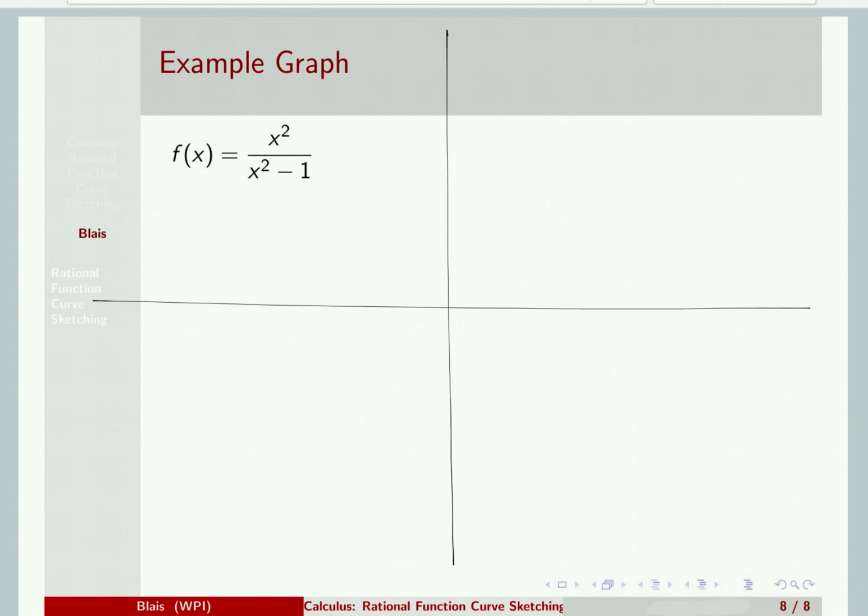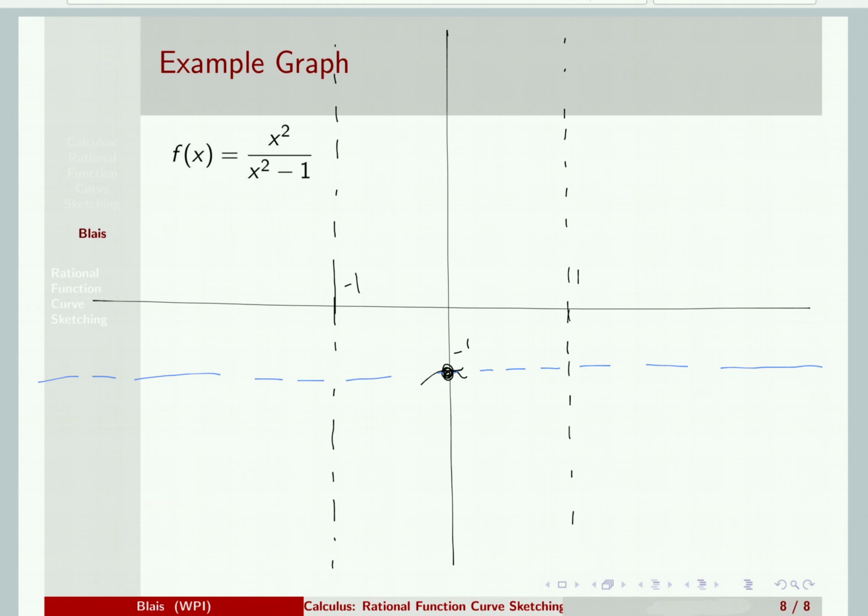So first of all, we saw that we had a local maximum at negative 1, 0. So we know we have this sort of thing. And then we have these asymptotes at x equals plus and minus 1. We also have horizontal asymptotes. So recall we had horizontal asymptotes of y equals minus 1 and y equals 1.